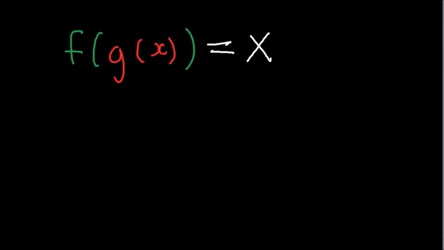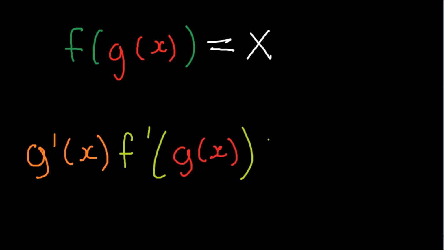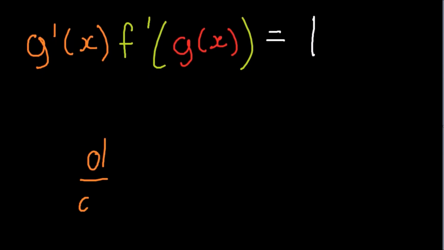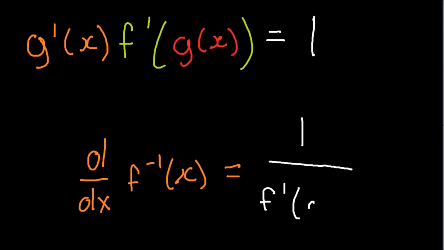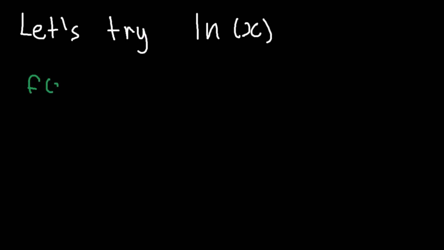The next thing to do is to simply just take the derivative using the chain rule. This gives g prime of x times f prime of g of x equals 1 after differentiating both sides. Now to find the derivative of the inverse, divide both sides by f prime of g of x, thus giving us that d by dx, f inverse of x, equals 1 over f prime of the original function of the inverse function.